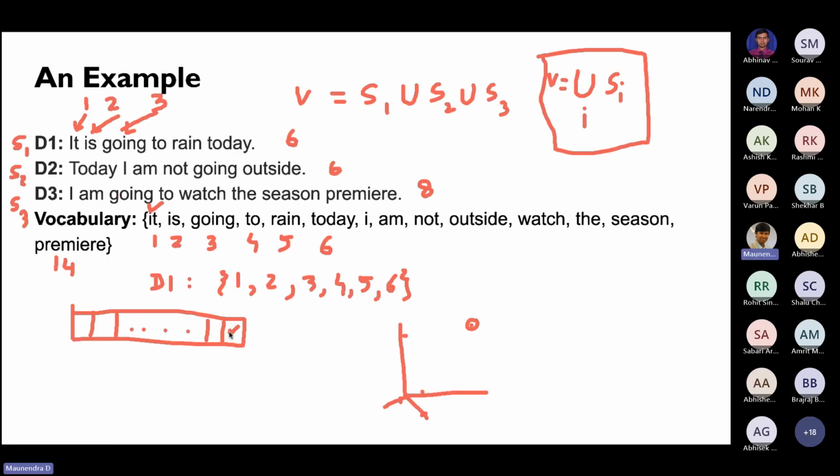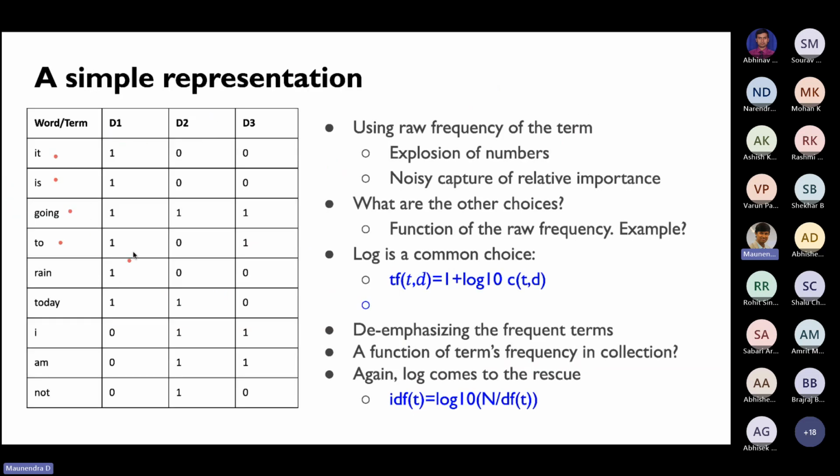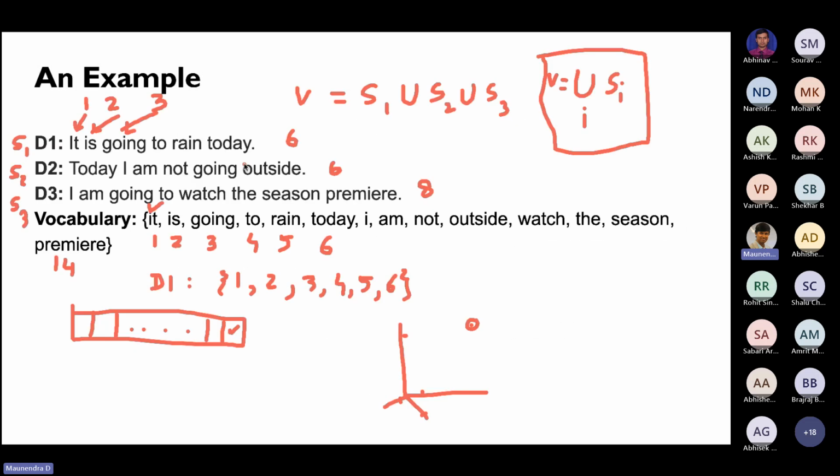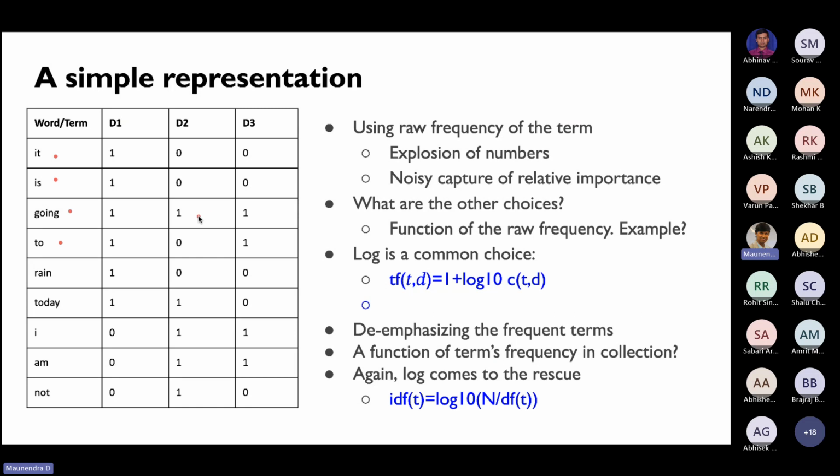But what to store? We can store the presence or absence information. D1 has the first 6 words, so for the first 6 positions D1 has 1, and the remaining will have zeros. It's a truncated table. Then D2 has the words today I am not going outside. So going is there, today is there, I am not, these words are there, but rain and these other things are not there.